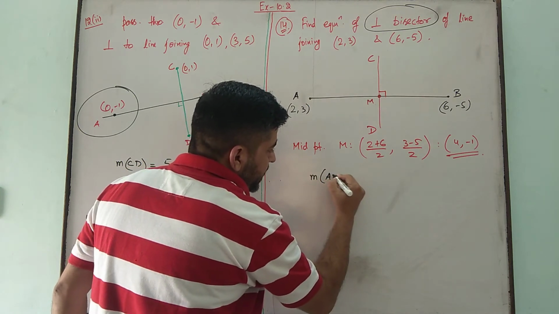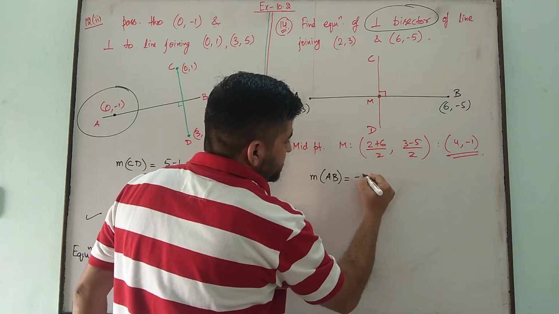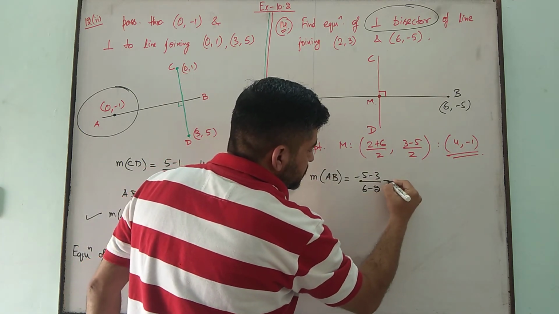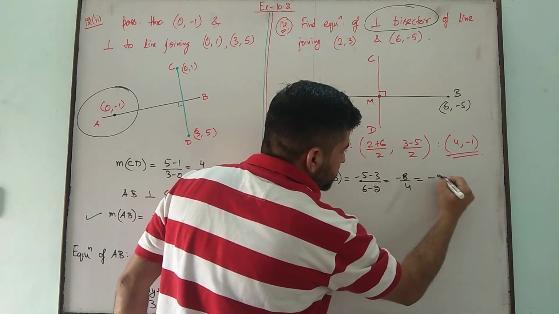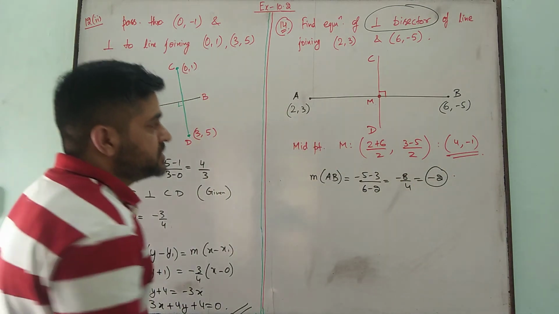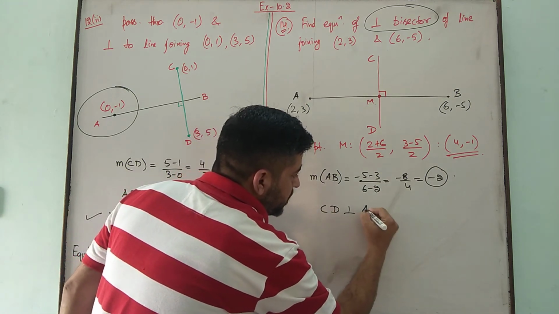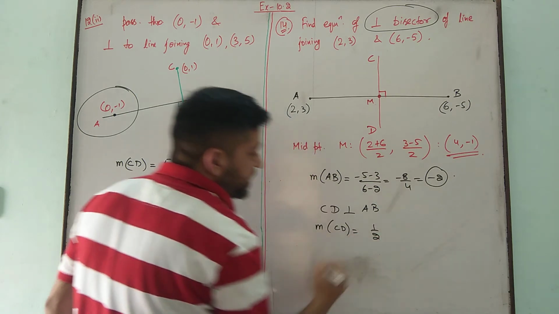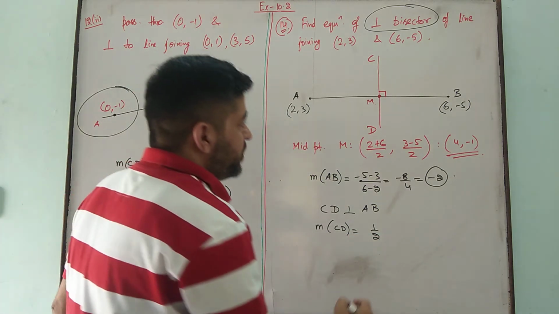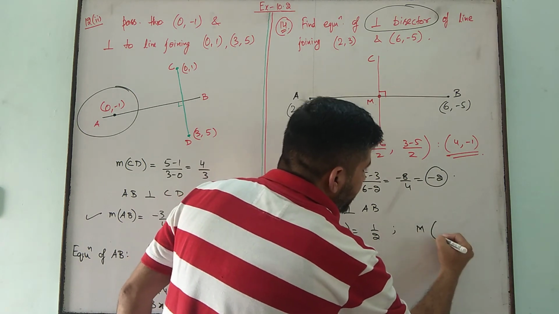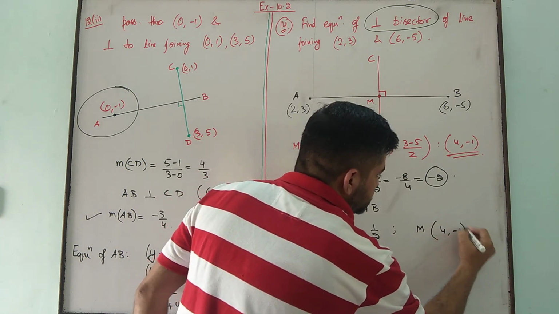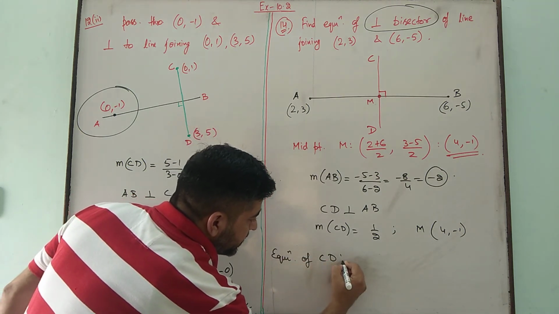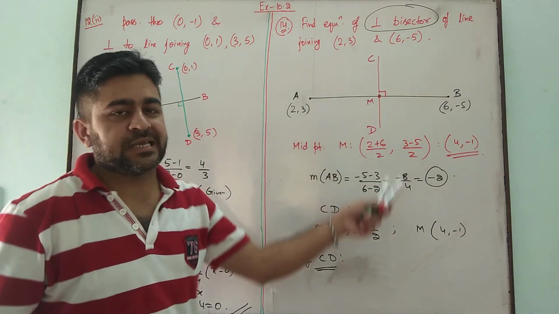Slope of AB line is (-5 minus 3) upon (6 minus 2). That is minus 8 upon 4, which is minus 2. Now CD is perpendicular to AB. So slope of CD is reciprocal and negative. So we got the slope of CD is 1 by 2 and M is the point through which it passes, (4, -1). Then equation of CD, and CD is what is your perpendicular bisector.